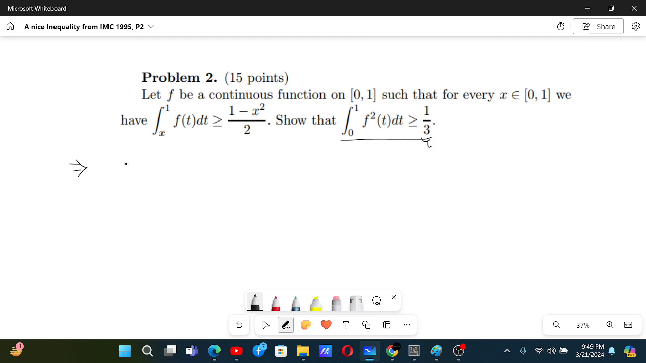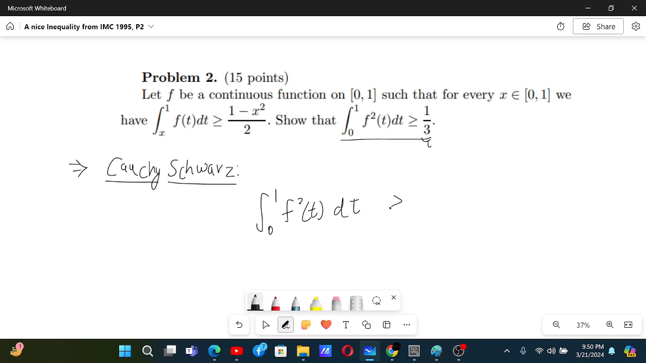The first one is basically Cauchy-Schwarz. So how do we deal with this using Cauchy-Schwarz? Let's take the integral from 0 to 1 of f squared t dt. We want to show this is greater than some other function raised to 1 by 3. Let us also add the integral from 0 to 1 of t squared dt. Basically 1 will not do anything, so I have used t.